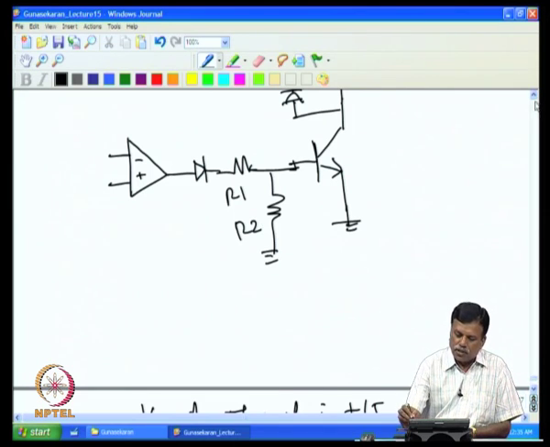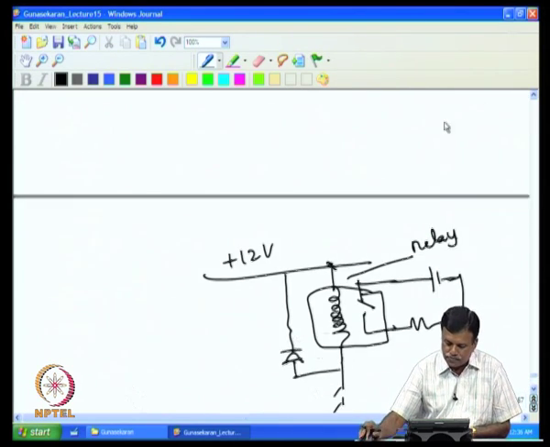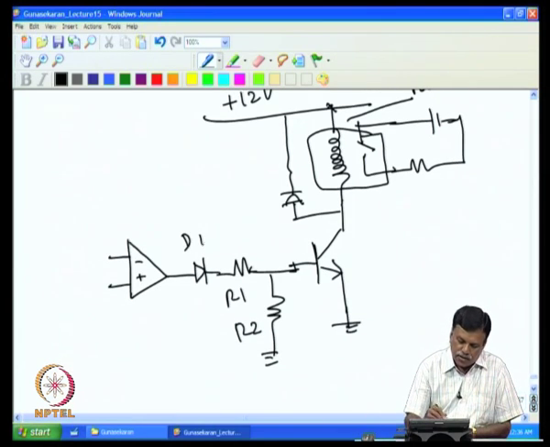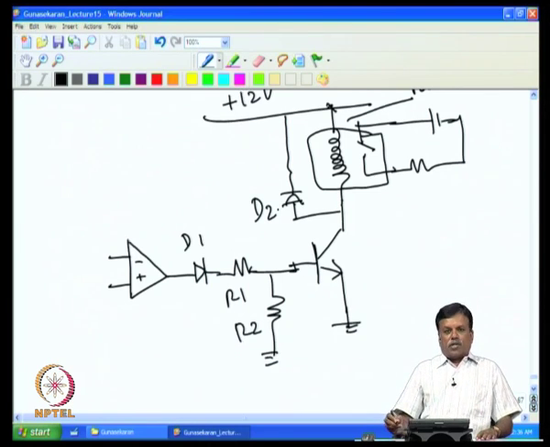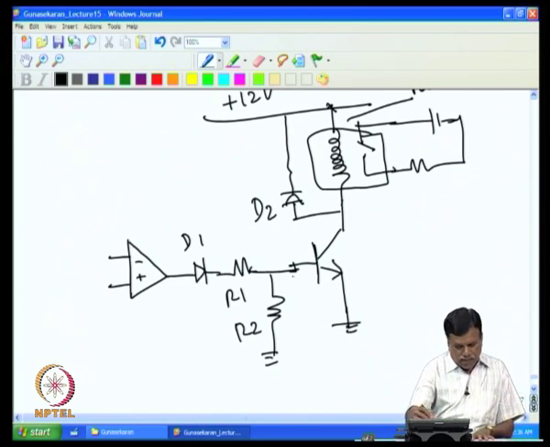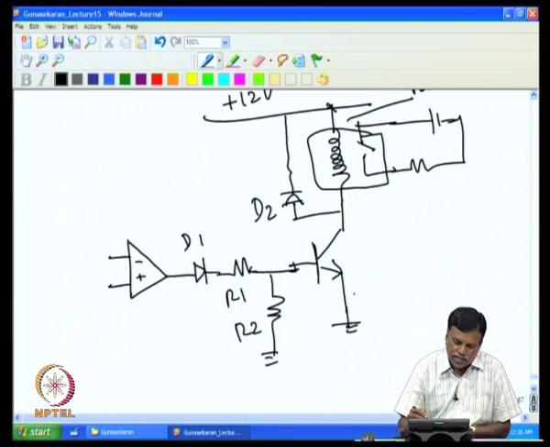So you have two diodes, D1 and D2. D1, when the minus comes, does not allow the voltage to go to the base. When plus 15 comes, it allows the voltage to go and then that will switch this on. Now the only thing is we have to select the values for R1 and R2, then we should also explore why you need D2.